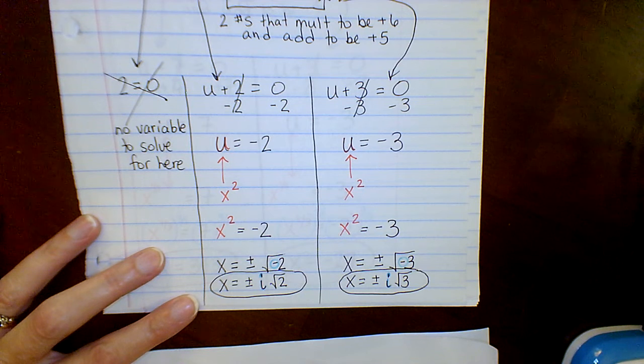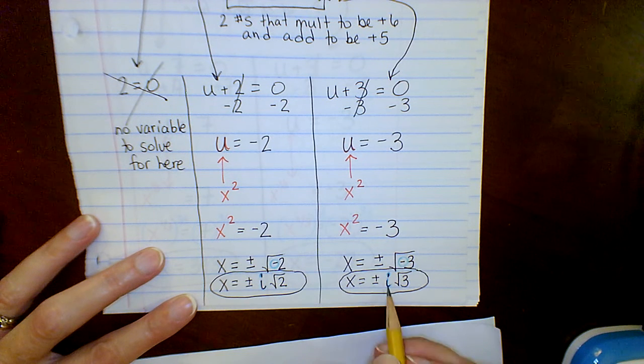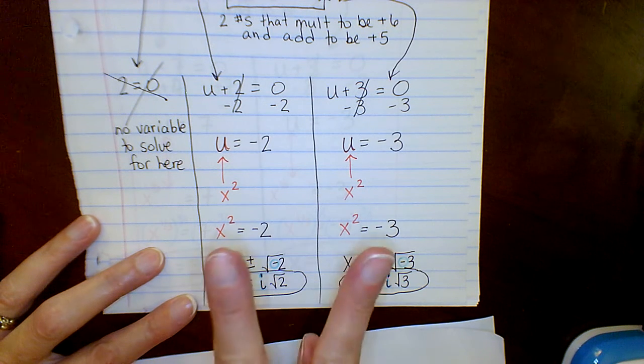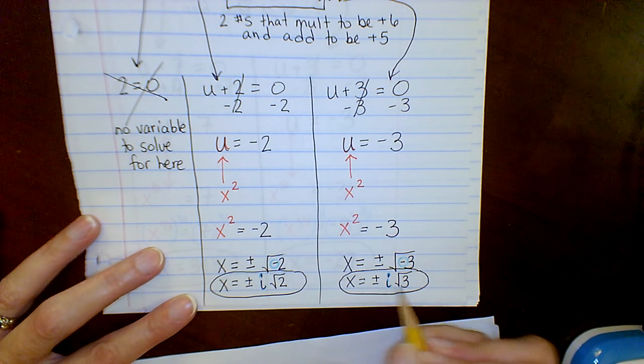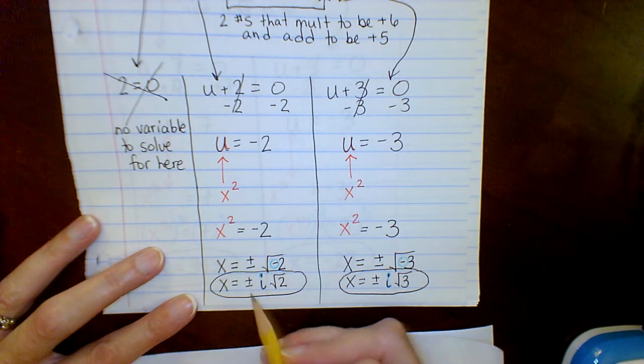Now here's where this one is a little bit different, because look, I've got a negative under that radical for both of these. That's going to give me an imaginary answer for both of them. So these are my 4 answers. I have i root 2 and negative i root 2. Those are 2 answers. And then I have 2 more answers over here, i root 3 and negative i root 3. So there's my 4 answers, 1, 2, 3, 4.